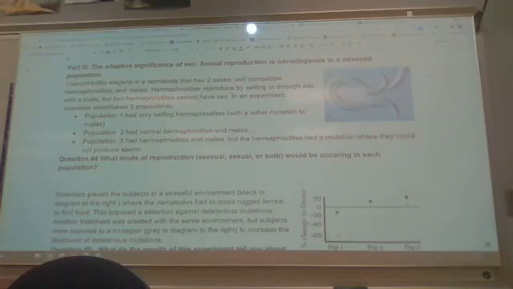But this first part is just kind of setup information. So we have this kind of interesting species where there's two sexes, and because of that, they can actually do both types of reproduction normally.